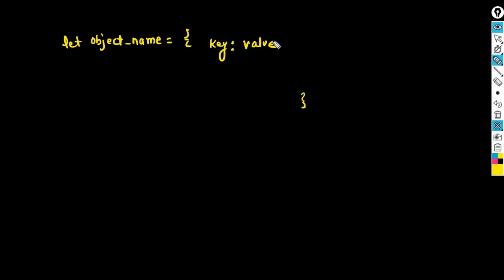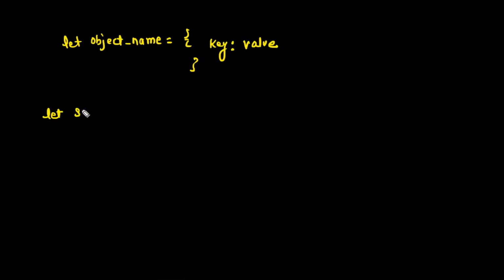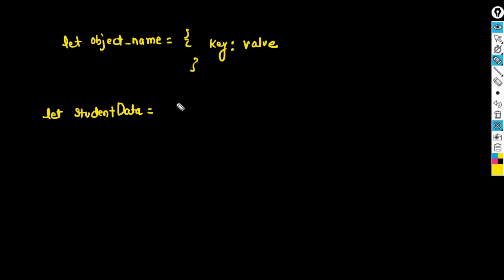Now, in the array, we don't have key and value pair. We have number, index. Here we have key and value pair. Suppose, for example, let student data is equal to, so student data will be what? First name, correct? So here, what we can write first name.